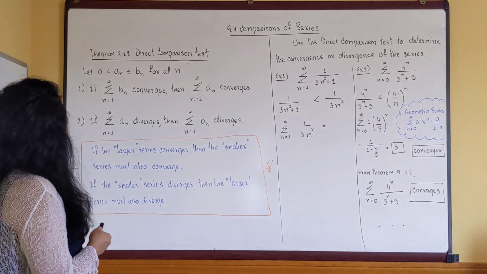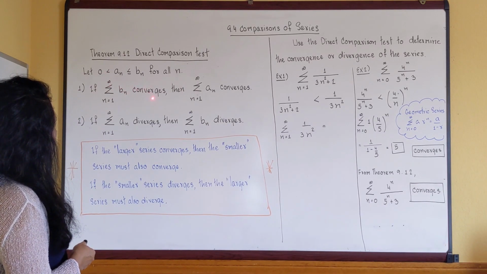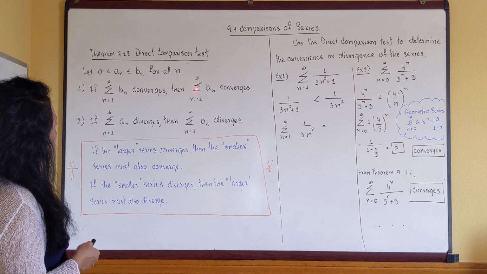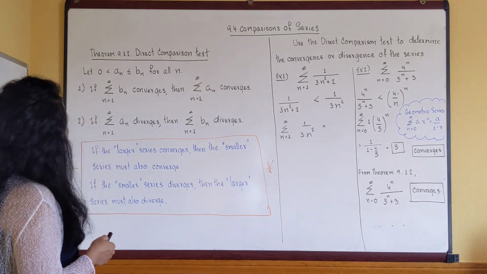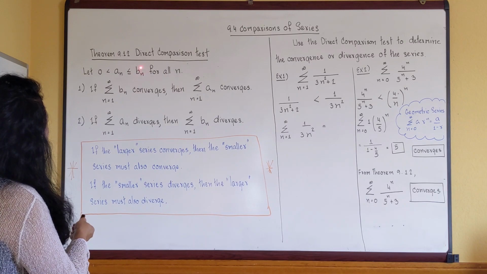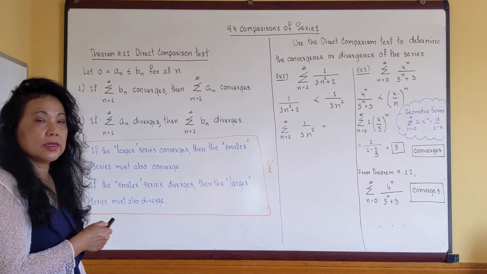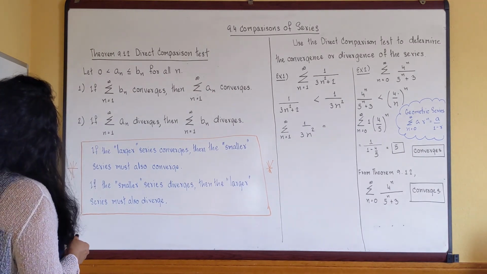The theorem says if the series of b sub n converges, then the series, the summation of a sub n, also converges. It should make sense to you because b sub n is bigger. So if the bigger one converges, the smaller one also converges. Alright, let's look at the next one.